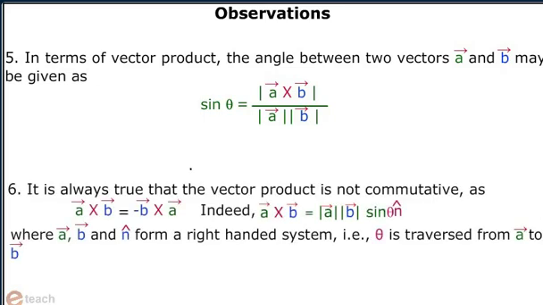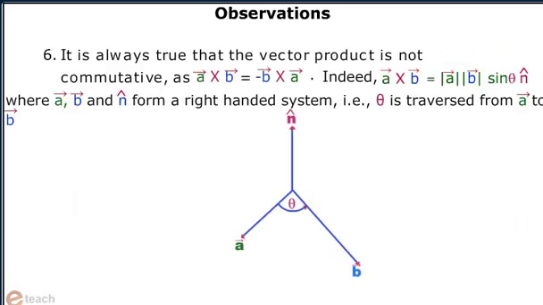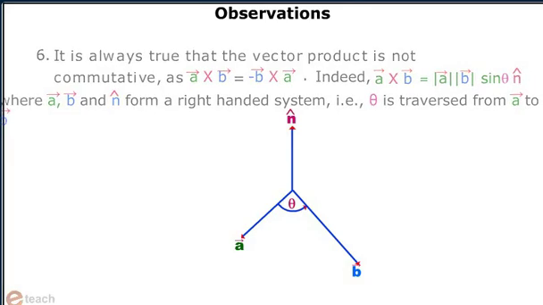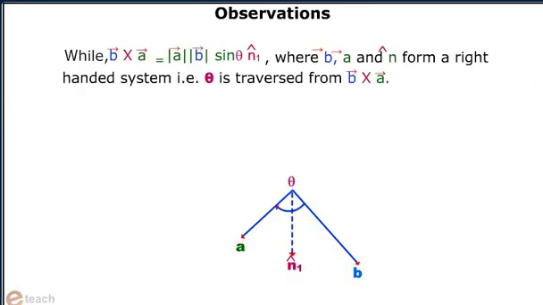Observation 6. It is always true that the vector product is not commutative, as a vector cross b vector equals negative of b vector cross a vector, where a vector, b vector and n cap form a right-handed system, that is, theta is traversed from a vector to b vector, while b vector cross a vector equals mod of a vector into mod of b vector into sine theta into n1 cap, where b vector, a vector and n1 cap form a right-handed system. That is, theta is traversed from b vector to a vector.